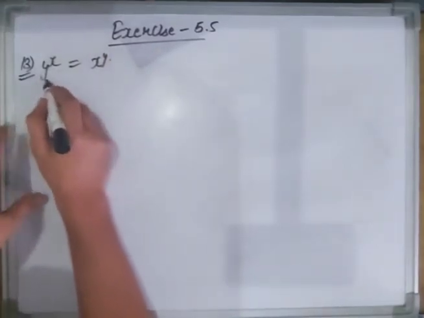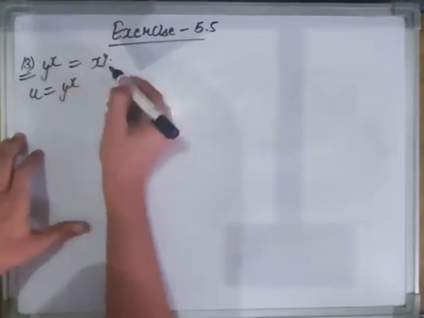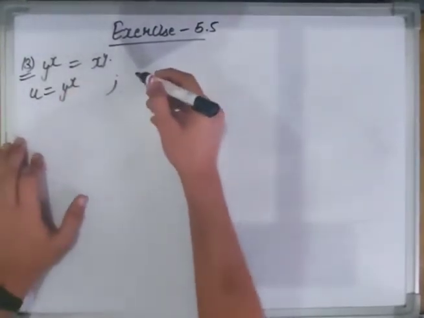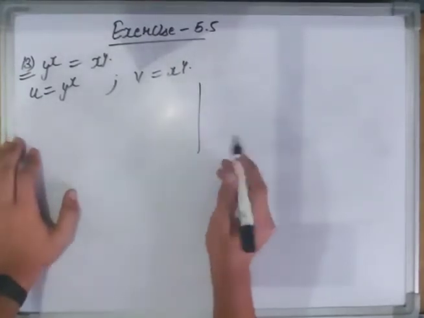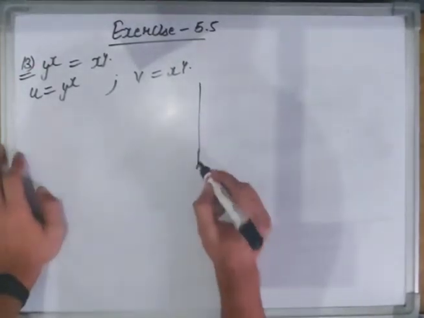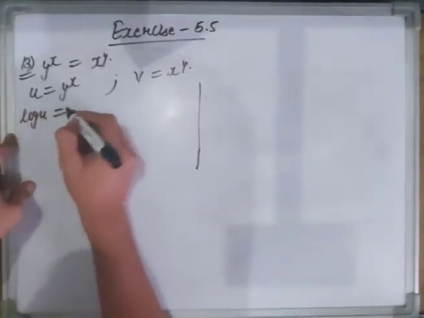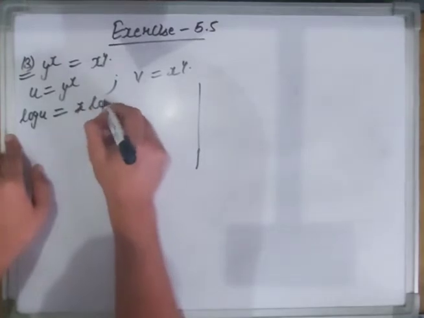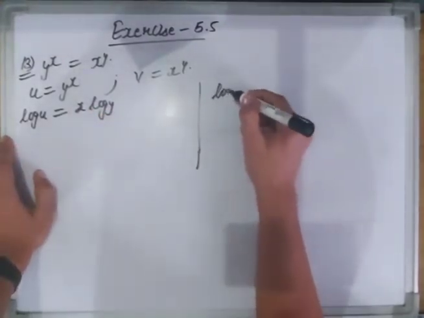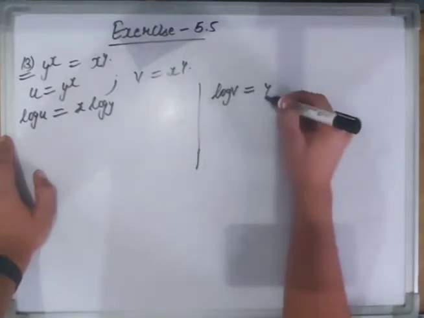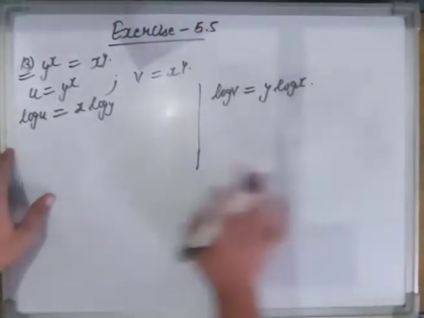I'm assuming u equals y raised to power x, and v equals x raised to power y. The same thing I will do here: I will solve these functions one by one, and taking the log both sides, we have log u equals x log y, and here we have log v equals y log x. This question is quite easy and important as well.